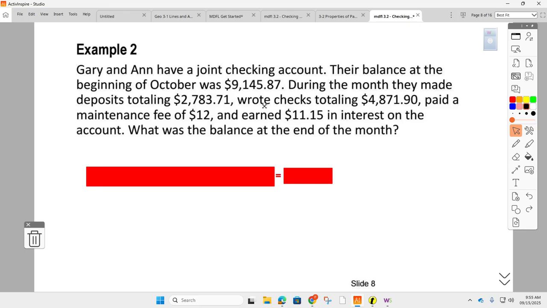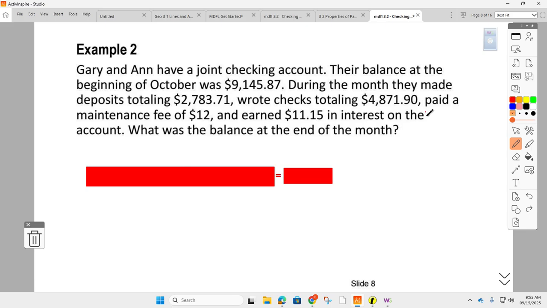Here we have a joint checking account. Their balance at the beginning of October was $9,145.87. During the month, they made deposits totaling $2,783.71, wrote checks totaling $4,871.90, paid a maintenance fee of $12, and earned $11.15 of interest on the account. What was the balance after the end of the month?